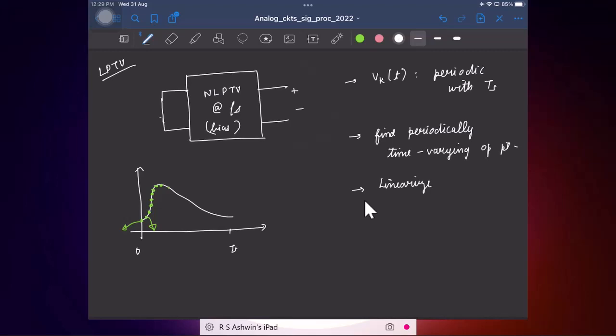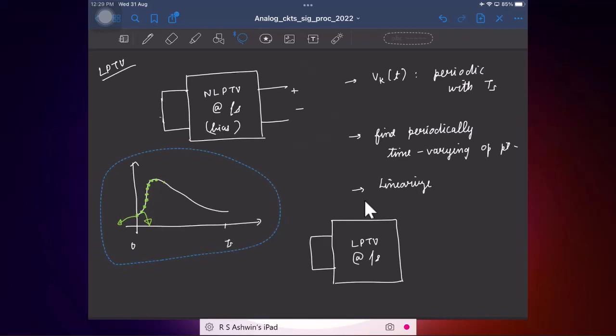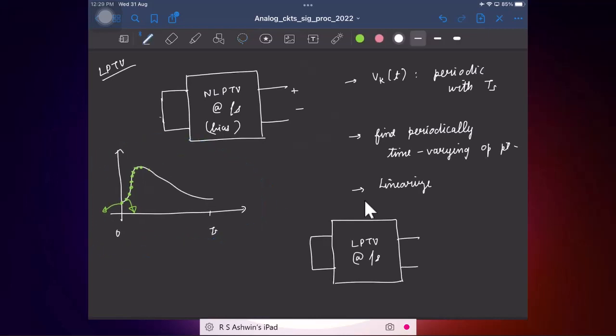Great. So now let us say we have an LPTV circuit at Fs. Again, there is no small signal applied. So here, what can you say about the node voltages in the circuit? They should also be periodic with time, right? I have not applied any excitation. The circuit I know is periodically time varying. So any node voltage should also be periodically time varying, right?